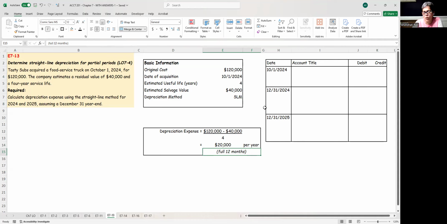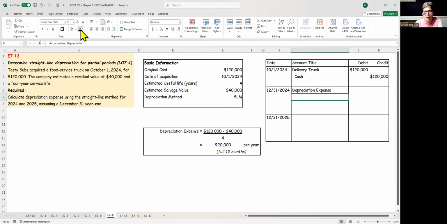So let's take a look at how we would work this out with our journal entry. Now, they've not asked us for this, but I'm going to go ahead and do the journal entry on the date of acquisition. My journal entry is delivery truck debit, cash credit, and that is for $120,000. Now, December 31st, my journal entry will be depreciation expense debit, accumulated depreciation credit.